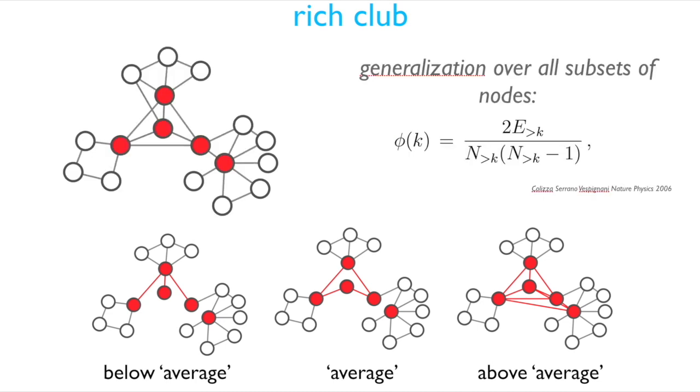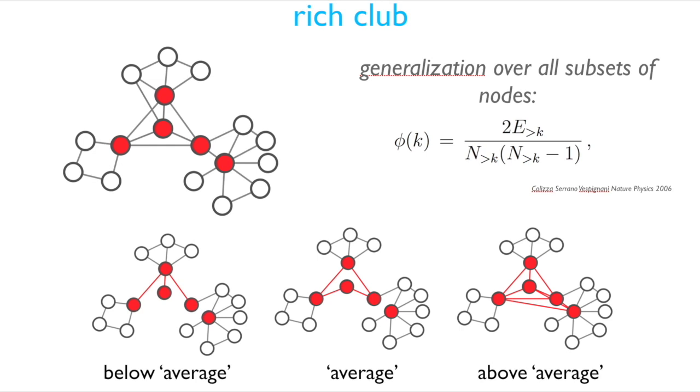Now, Colizza and colleagues nicely formalized this, saying, you know what, we can compute this type of behavior by selecting a certain subset of nodes with a certain degree in the network, and then counting the number of edges that are actually present within that subset, divided by the total number of possibilities that this subset of nodes could have in terms of connectivity, which would be the maximum level of connections that could be present between that subset of nodes.